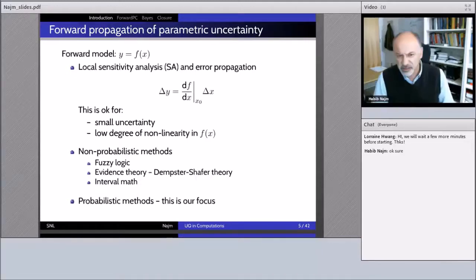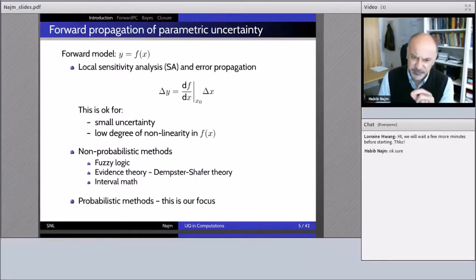Right? So you're able to use local sensitivity at a point x0 to estimate uncertainty in the output given uncertainty in the input. This is because it's a linearized estimate based on a location at x0. This is okay for small input uncertainty and also small nonlinearity in F. In general, if we have large input uncertainty or large amplification of uncertainty due to nonlinearity in F, then we need to use some different method.